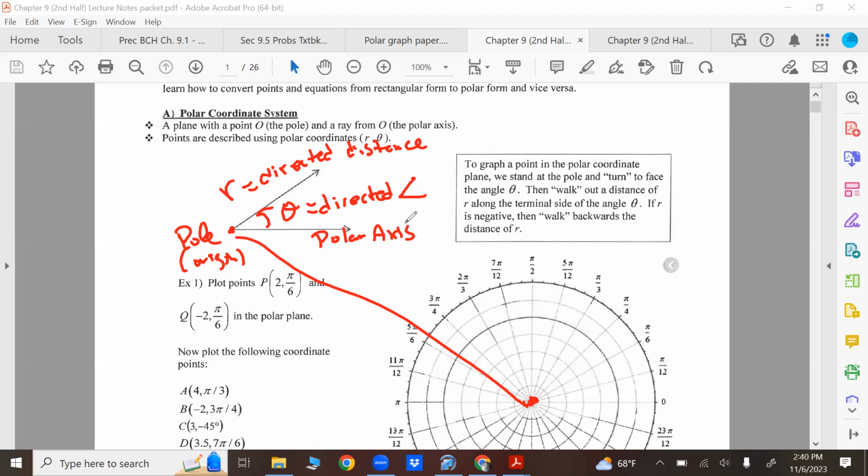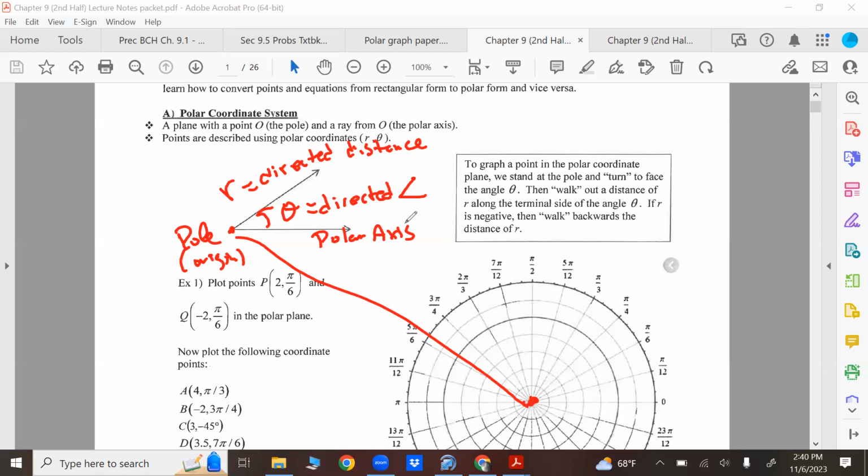So now let's plot some points. Look in the box, polar coordinate plane. We stand at the pole and turn to face the angle. Like if you shrunk yourself, push up on the board, and you're standing right there, facing towards the right, or east. Then you turn your body counterclockwise to whatever angle you want to get to. You then walk out a distance of r along the terminal side of the angle theta. Now, if r is negative, I have to walk backwards. So let me show how this works.